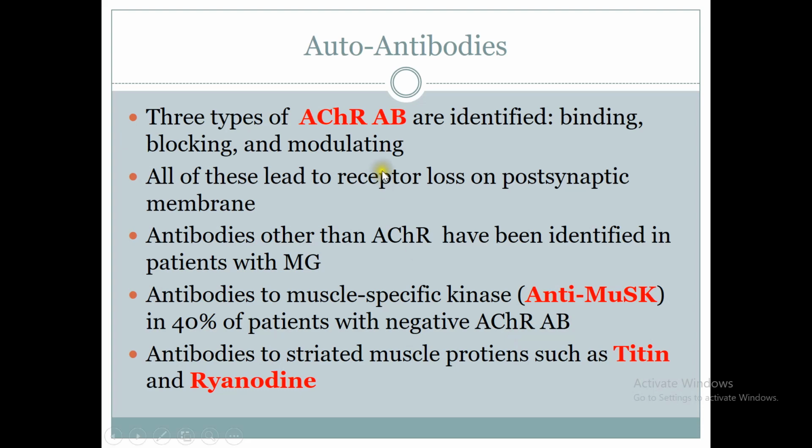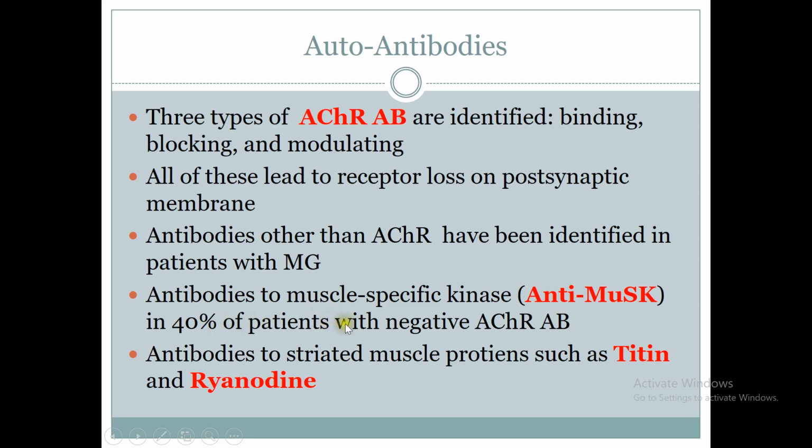So myasthenia gravis is an autoimmune disorder caused by acetylcholine receptor antibodies, which cause destruction of the postsynaptic muscle membrane by binding to acetylcholine receptors. It prevents binding of acetylcholine to the postsynaptic membrane. It is an example of blocking autoantibodies.